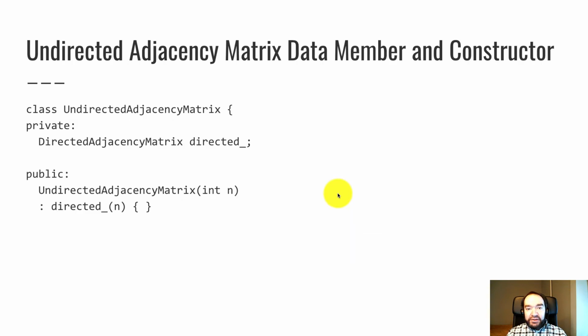So what I'm going to do now is define the name, data members, and constructors of the two data structures we're creating. We're creating an undirected adjacency matrix, and we're creating an undirected adjacency list.